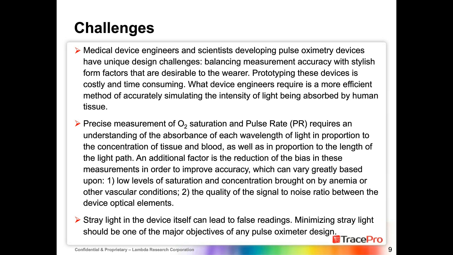An additional factor is the reduction of the bias in these measurements in order to improve accuracy, which can vary greatly based upon low levels of saturation, concentration brought on by anemia, or other vascular conditions. The quality of the signal-to-noise ratio between the device and the optical elements is also a problem, depending on the distance that light has to travel through tissue and any other obstructions or external light that could come into play. So our biggest challenge is probably to get rid of stray light in the device itself, which leads to false readings. Minimizing stray light in the device should be one of the major objectives of any pulse oximeter design. And we're going to take a look at that as we get farther into this webinar.